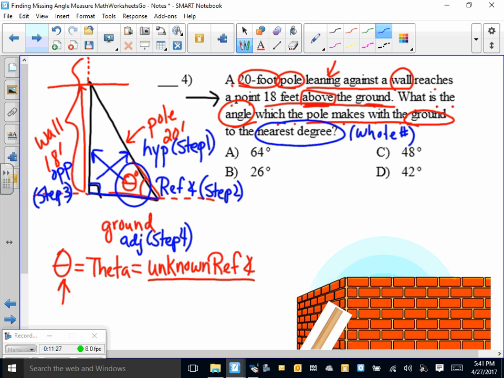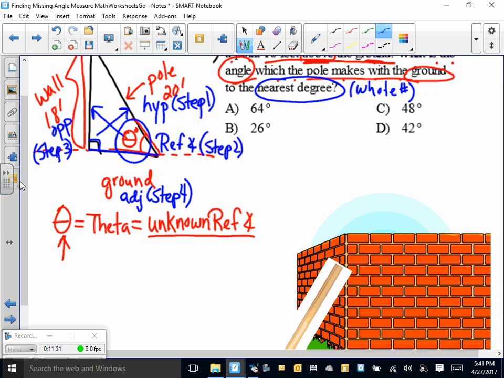Same 4-step process. Okay? Still have the same trig ratio. Sine, cosine, and tangent. This is what we need in order to find each one. Opposite, hypotenuse, adjacent and hypotenuse, opposite and adjacent. Okay? So, we look at it again. 1. What do we need to find?